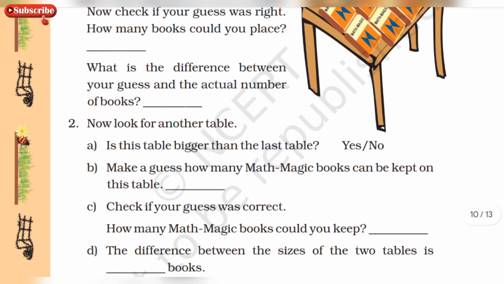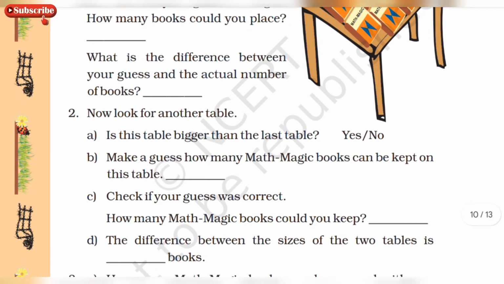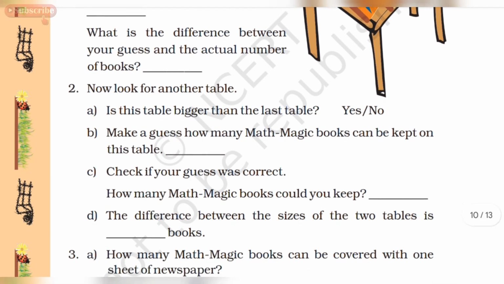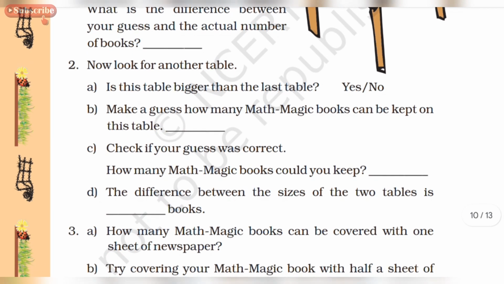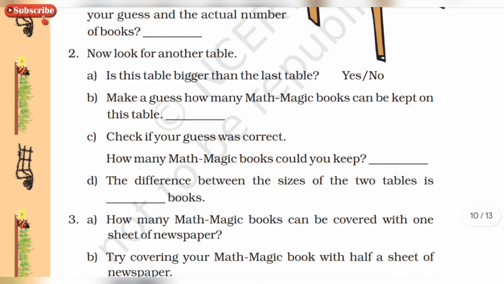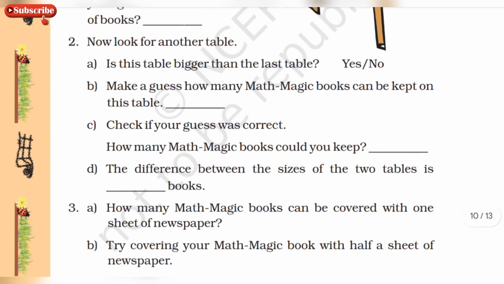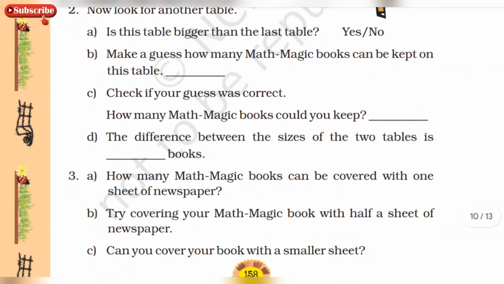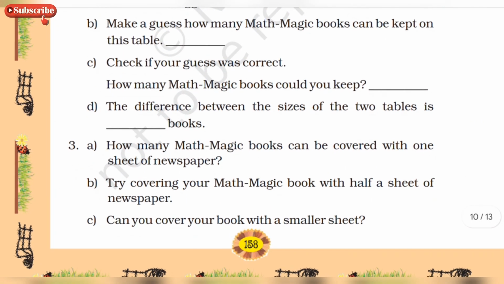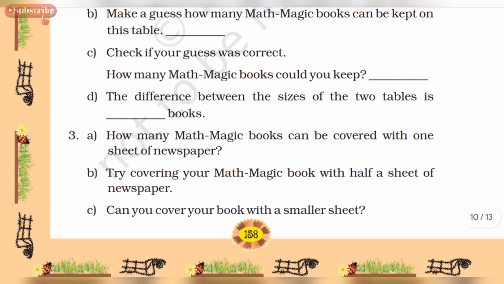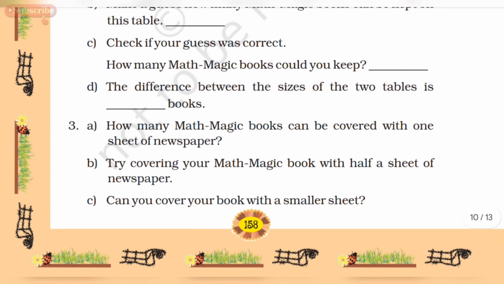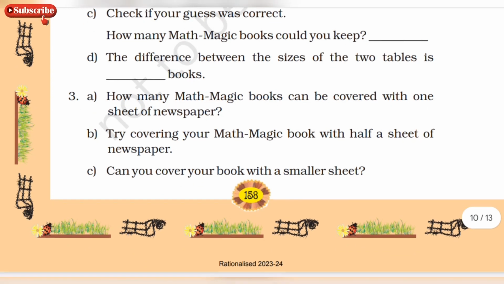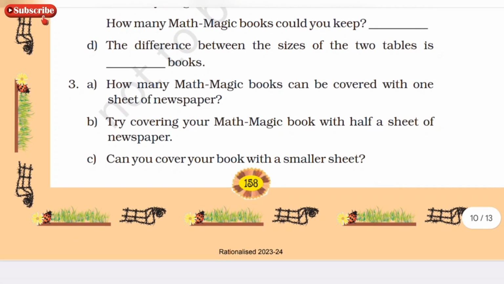Now look for another table. Is this table bigger than the last table? Yes or no? Make a guess how many math magic books can be kept on this table. Check if your guess was correct. How many math magic books could you keep? The difference between the size of the two tables is books. How many math magic books can be covered with one sheet of newspaper?